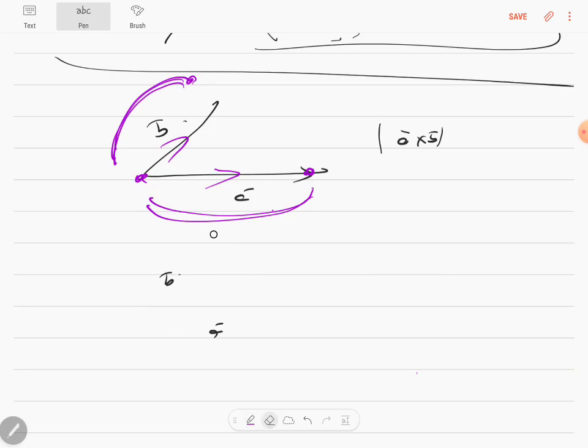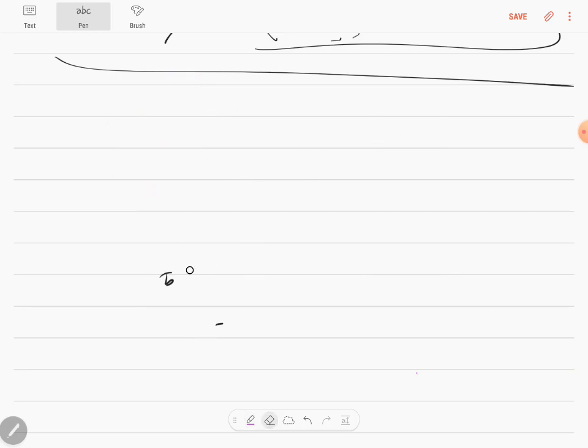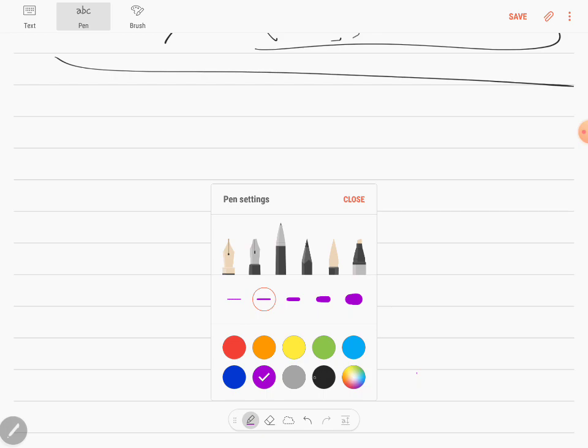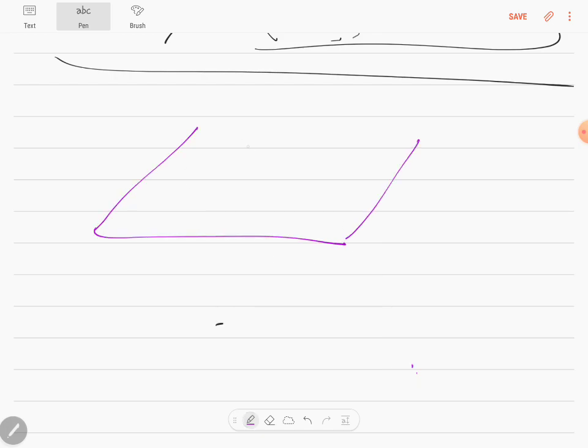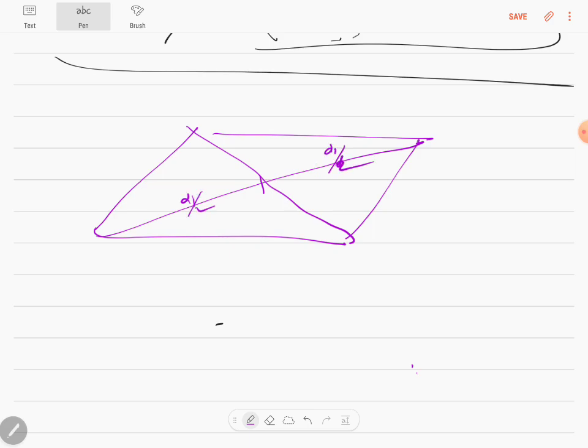But now the question is how to find the area using diagonals. Supposing you have a parallelogram like this. This is d1, and the diagonals bisect each other. So this is d1 by 2 and this is d1 by 2. This will be d2 by 2, and this will also be d2 by 2.